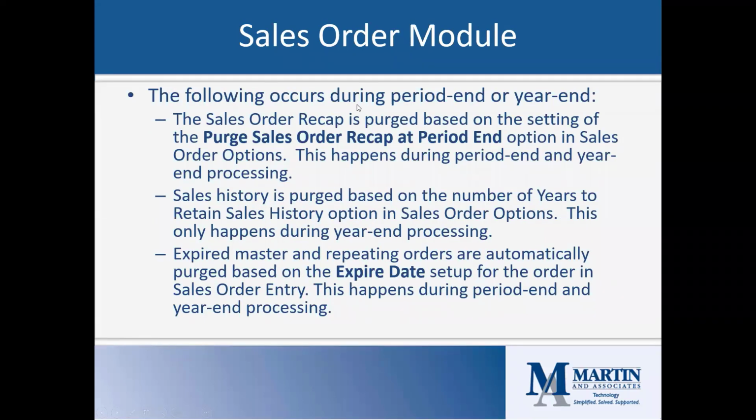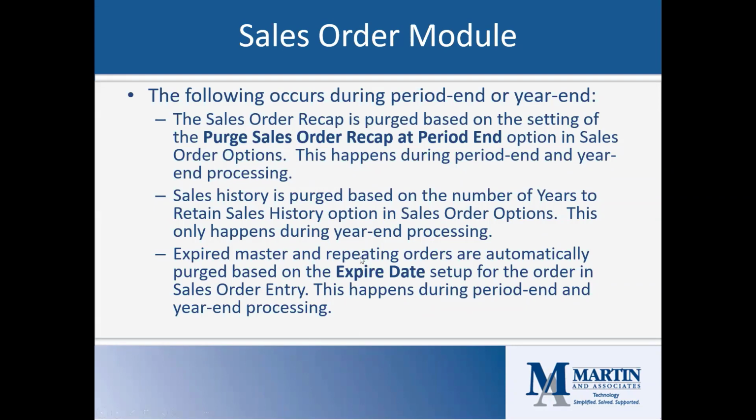Sales order module. During period end, year end processing, the sales order recap is purged based on the years to retain it that you have in the history. Sales order history is purged based on the number of years to retain sales order history. So that's, again, just going back to the options and a number of years or periods to maintain that.